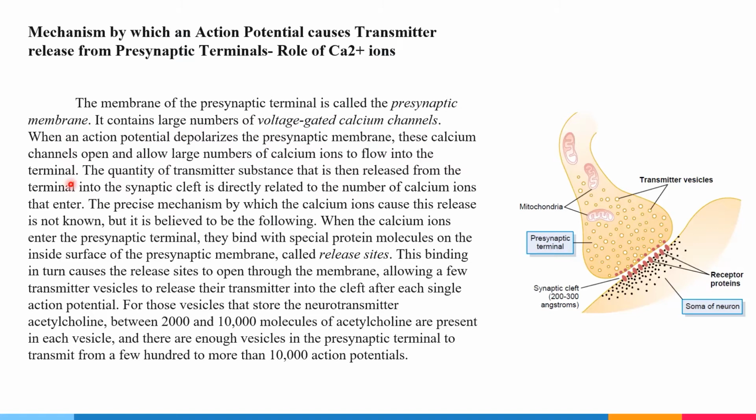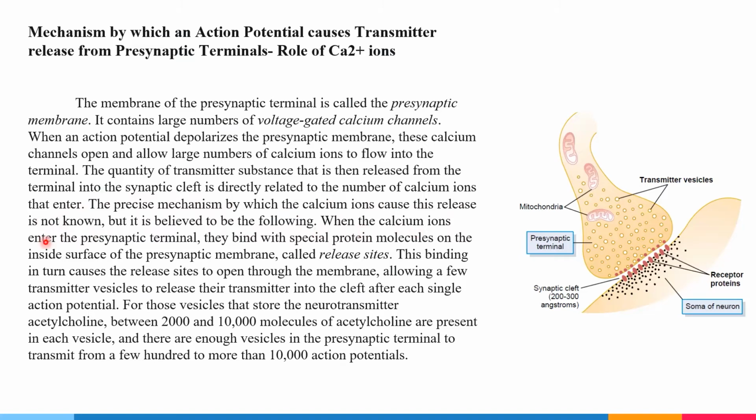flow into the terminal. The quantity of transmitter substance that is then released from the terminal into the synaptic cleft is directly related to the number of calcium ions that enter. The precise mechanism by which the calcium ions cause this release is not yet known, but it is believed or speculated to be the following.